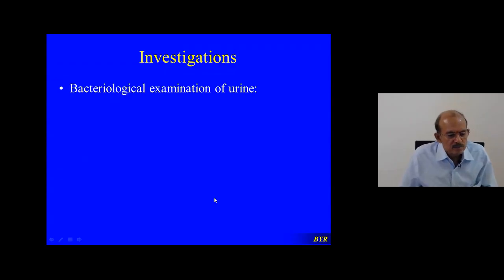Wonderful. You're right, Manogya, you're right. It is sterile pyuria. Can you tell me other infection where sterile pyuria can be there? What other infection can produce sterile pyuria? Chlamydial infection. Chlamydial infection also produces sterile pyuria.